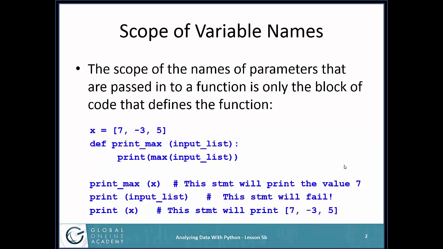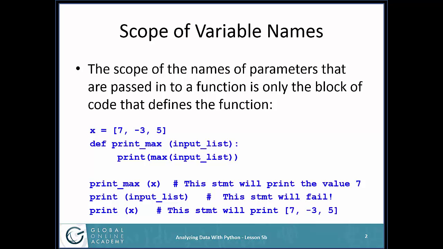Whenever I call printMax, whatever I send in as the first value gets bound to or associated with the name inputList. What does this function do? It's pretty simple. All it does is print out the maximum value of inputList. So let's see what happens. I've got x is my list. I define the function. Now I'm going to call it by saying printMax, passing it x. What does this do? It runs this function. Function has one parameter called inputList. The first value I'm passing in is x, so inputList now has a list that contains 7, -3, and 5. Prints out the maximum one of these, which is going to be the number 7.